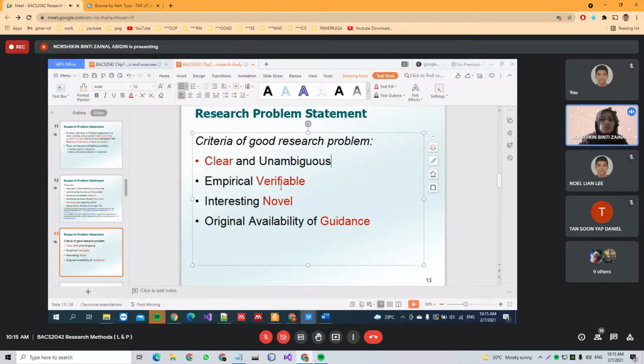And original availability of guidance. That means you need to have a good research problem statement. For any problem that you want to solve, you need to have original availability of guidance. That means it's there. The problem is realistic. It's not some imaginary problem. Because if you're trying to solve something that is not realistic, it's very hard for you to find any source to do your research. Okay, that is for problem statement.